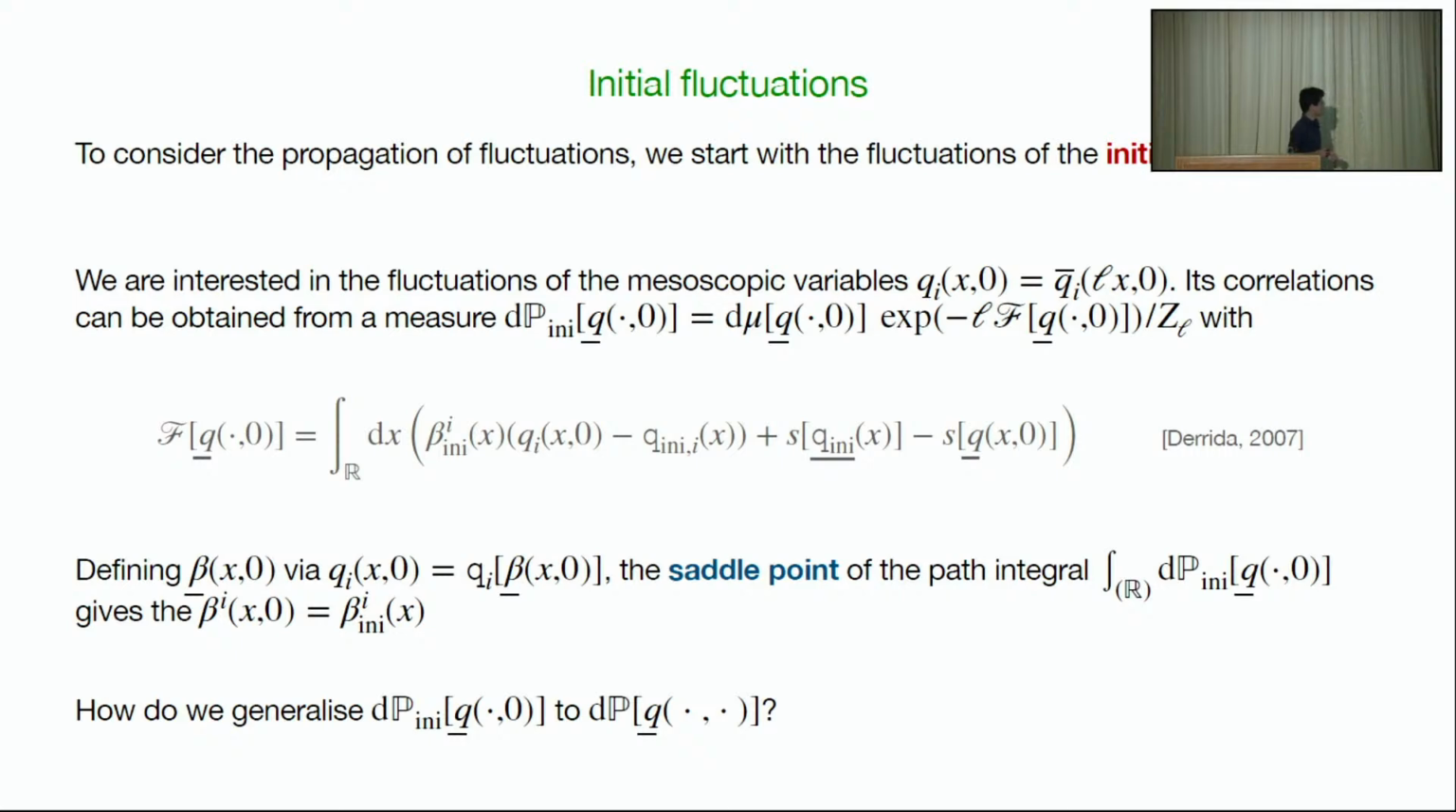Just to check this is consistent: this is a fluctuation around the mean value, which is captured by hydrodynamics. So if you take the saddle point of the path integral like this, it ought to give you back the result of hydrodynamics. And indeed, one can easily see that it does give you back the hydrodynamics. So this is consistent. So the question is, how are we going to generalize this initial fluctuation measure to the measure for the fluctuations of full-fledged space-time-dependent charge averages? Again, this is a mesoscopic coarse-grained variable with this macroscopic coordinate.